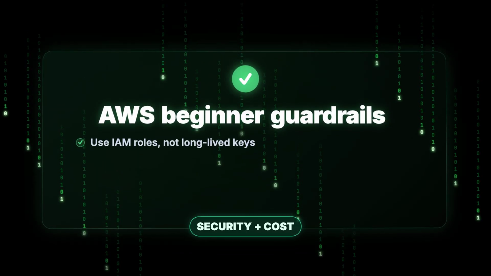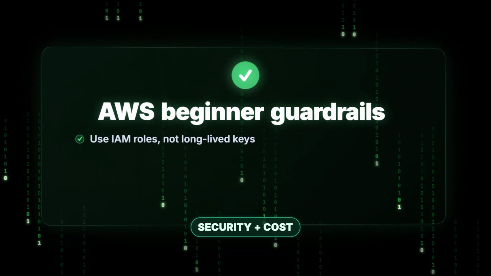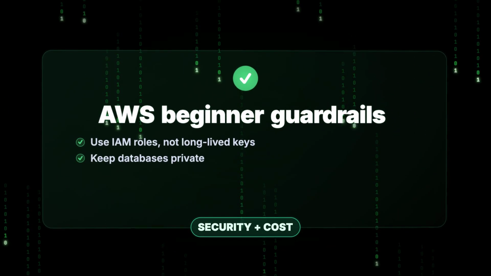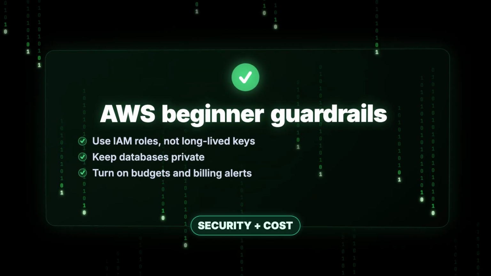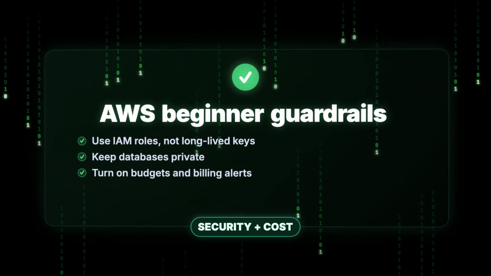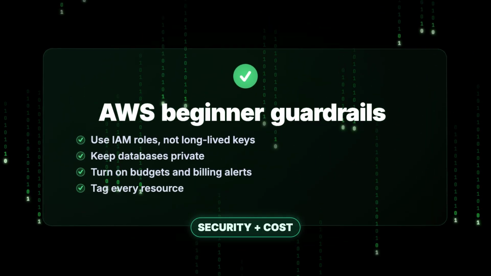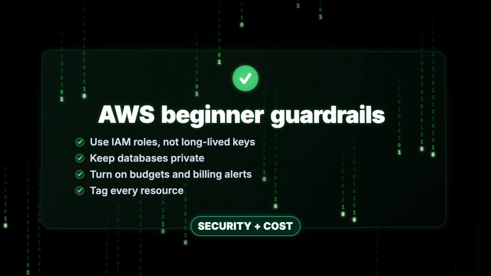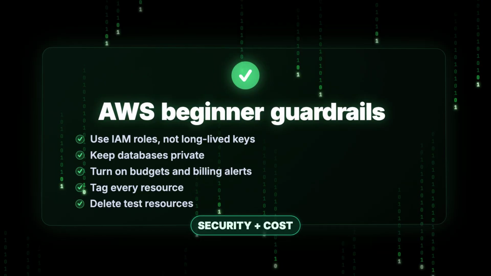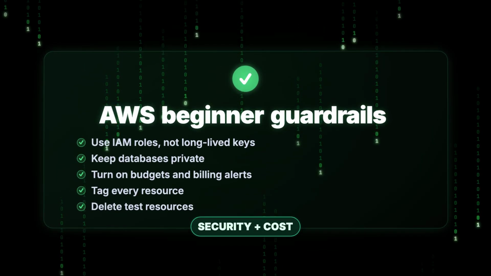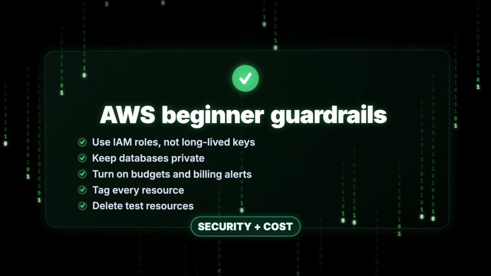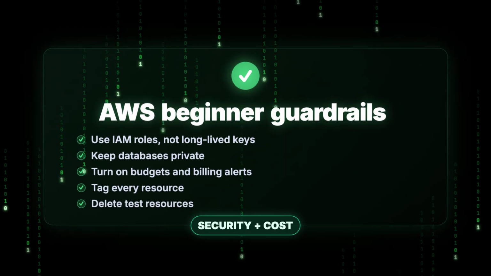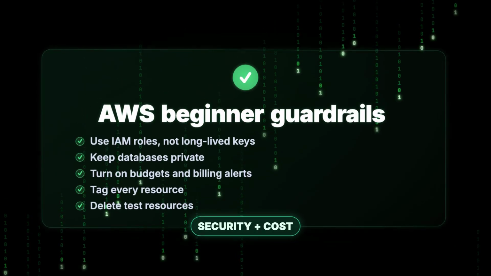The fastest way to learn AWS safely is to use guardrails from day one. Prefer IAM roles over long-lived access keys. Put databases in private network paths. Create budgets and billing alerts before experimenting. Tag resources with an owner and environment. And after a test, delete what you created. Cloud bills are based on running resources, storage, traffic, and managed services, not on whether you remembered they exist.